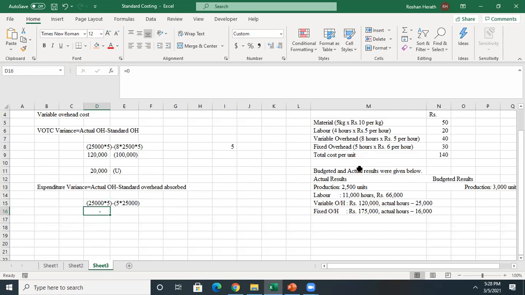Actual hours 25,000 and the standard overhead absorption rate 5. So there is no variance. Then how about efficiency? Everything must be attributed to the efficiency variance. That means variance එක ඇත්තටම ඇති වෙලා තියෙන efficiency එක නිසා.